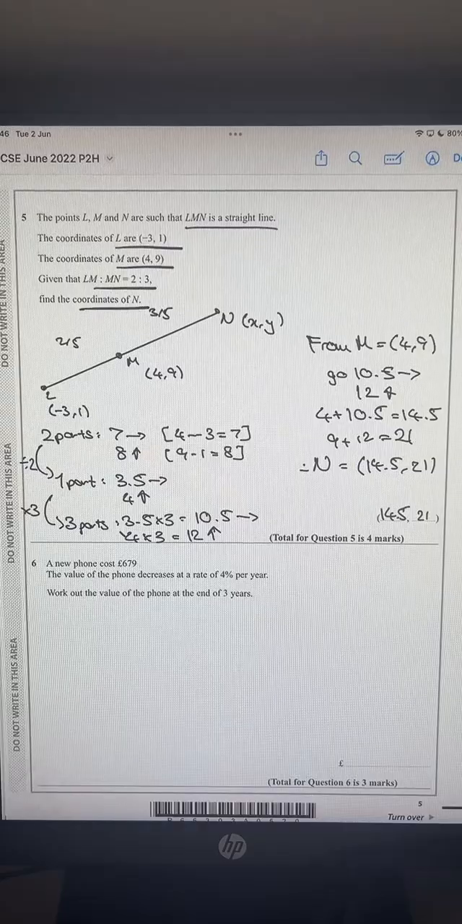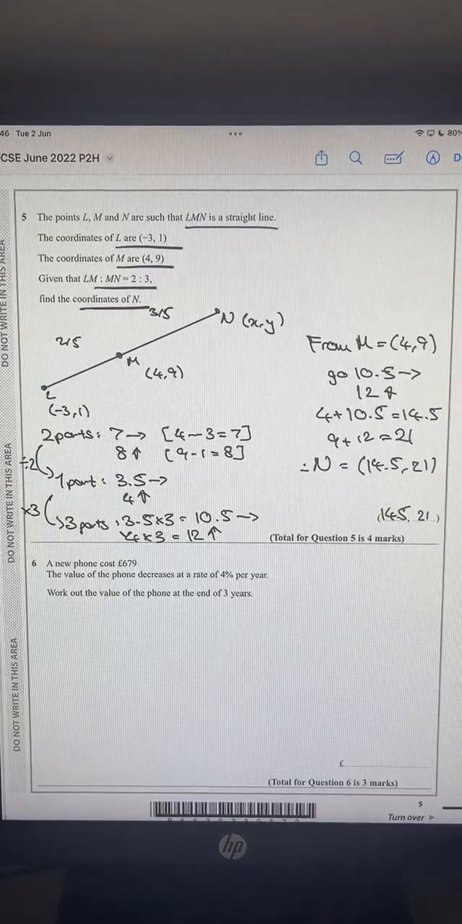It's all about proportionality. Then I need to add my 3 parts to my M coordinates. So from 4, I do 4 plus 10.5 to get 14.5. Then from 9, I need to go 12 up, so that's 9 plus 12 is 21. That's how you do this sort of question.